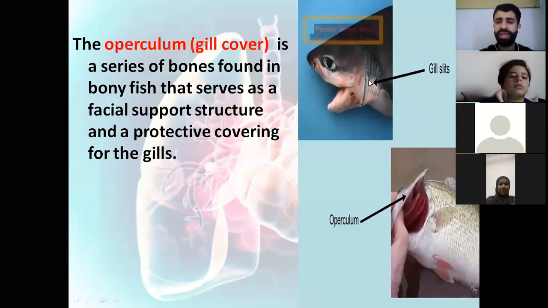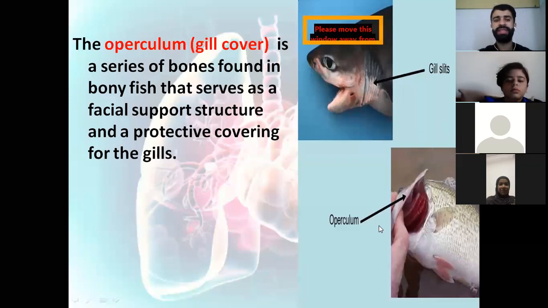And these are called the gill slits. They are like branches, for example. They are called the gill slits. And the one that covers the gills is called the operculum, the gill cover. For example, you have a phone cover, so it covers the phone. The gill cover covers the gills. Okay, this is called the operculum.